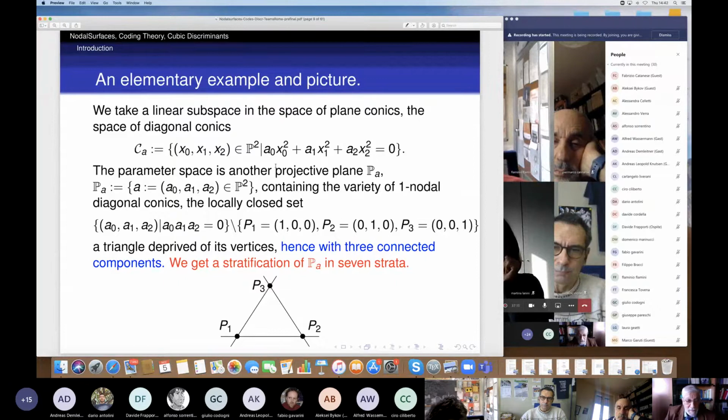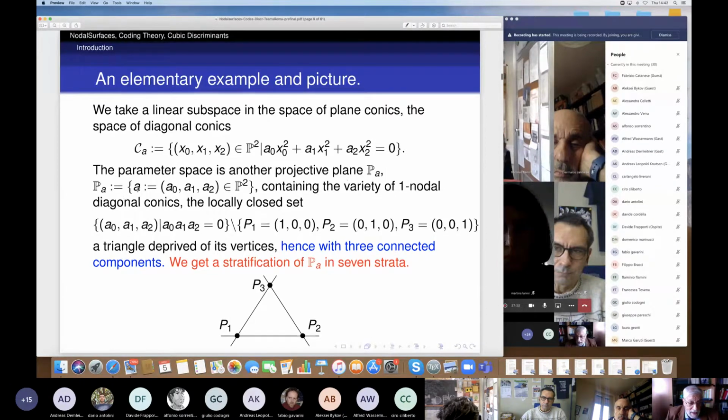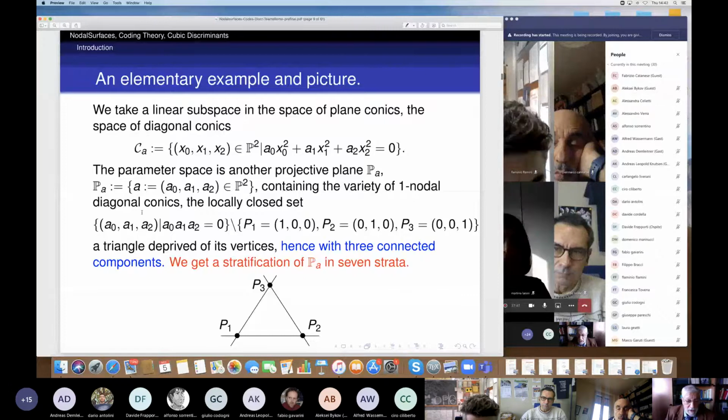So these are the zero sets of a sum of 3 squares: a0 x0 squared plus a1 x1 squared plus a2 x2 squared equals 0. Now, if you multiply the a's by a constant, the curve doesn't change. So the parameter space is another projective plane, which I denote by PA, with the vector (a0, a1, a2). And inside, we have the variety of one-nodal diagonal conics.